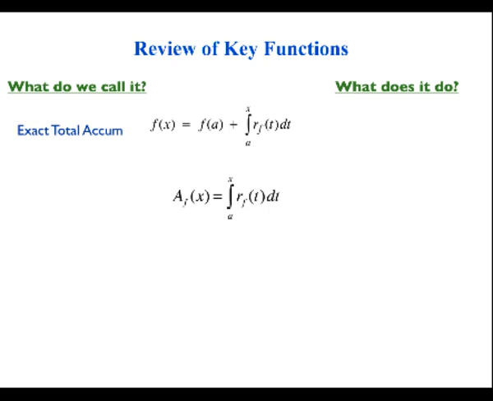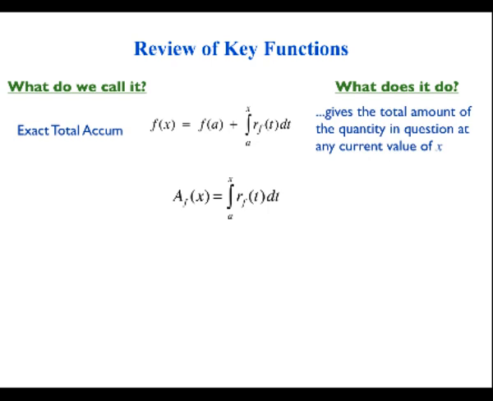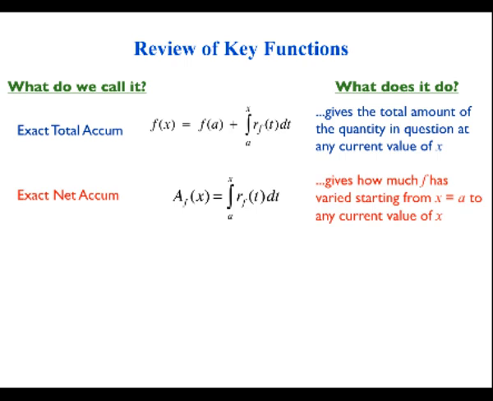Okay, so exact total accumulation gives the total amount of the quantity in question at any current value of x. Exact net accumulation gives how much F has varied starting from x equals A to the current value of x. So the quantity in question is modeled by the function F, and so A sub F will give the net accumulation, or how much F has varied from A to x. Super important.